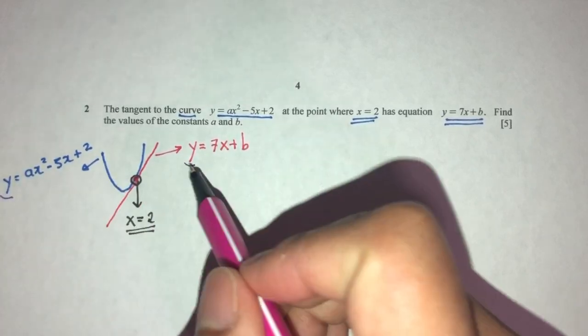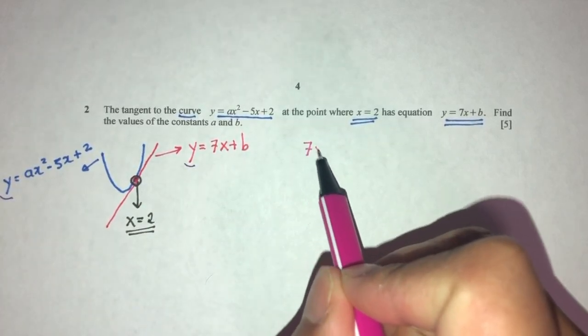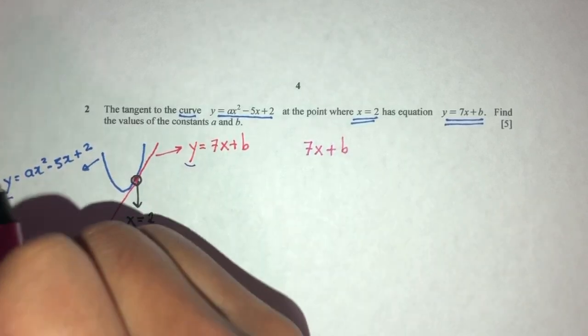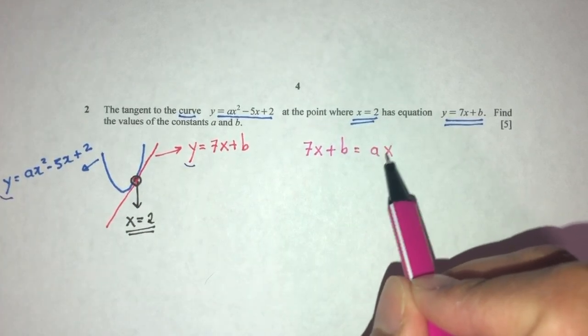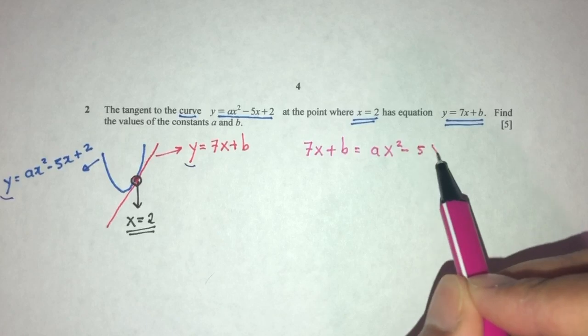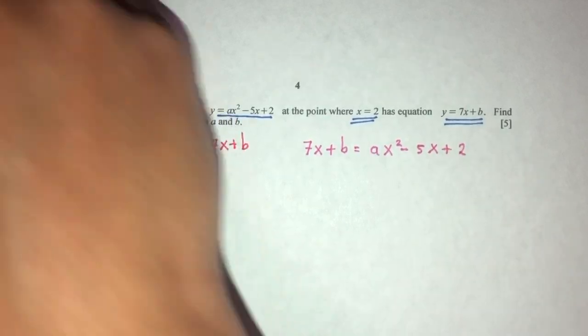So here we have y, so 7x plus b is y, here is equal to ax squared minus 5x plus 2. Okay.